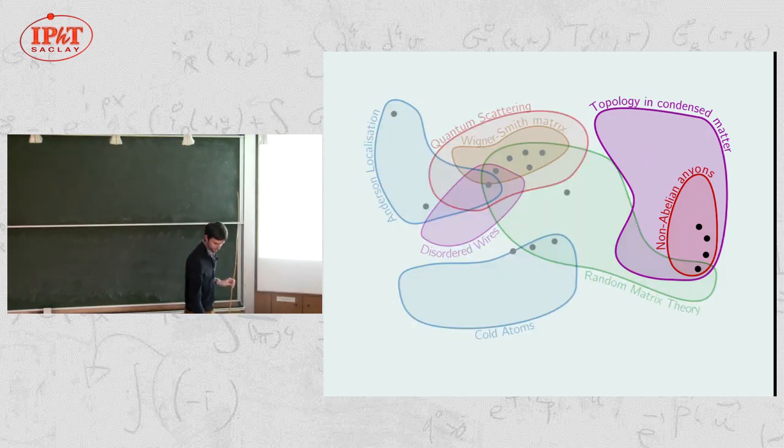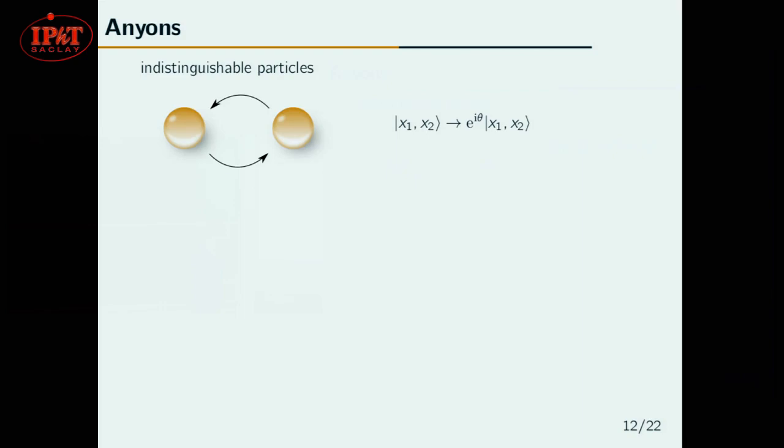So let's start with this, and let me discuss what these non-Abelian anyons are that I've been working on. For this, I have to come back to the very basic properties of quantum mechanics, which is what happens when you have indistinguishable particles. So imagine you have two identical particles.